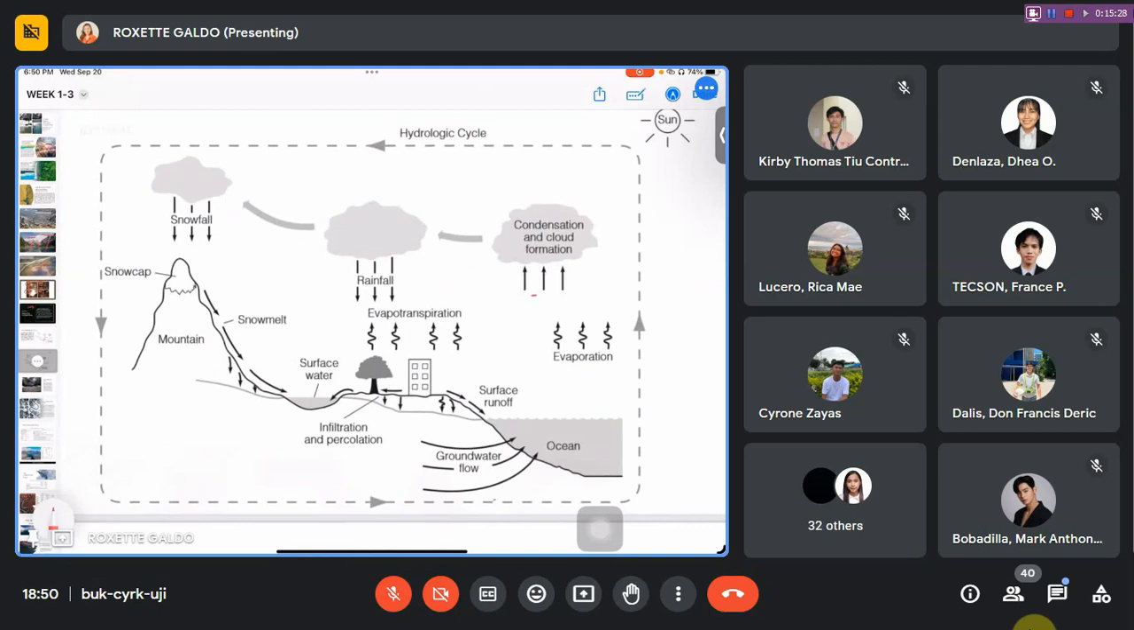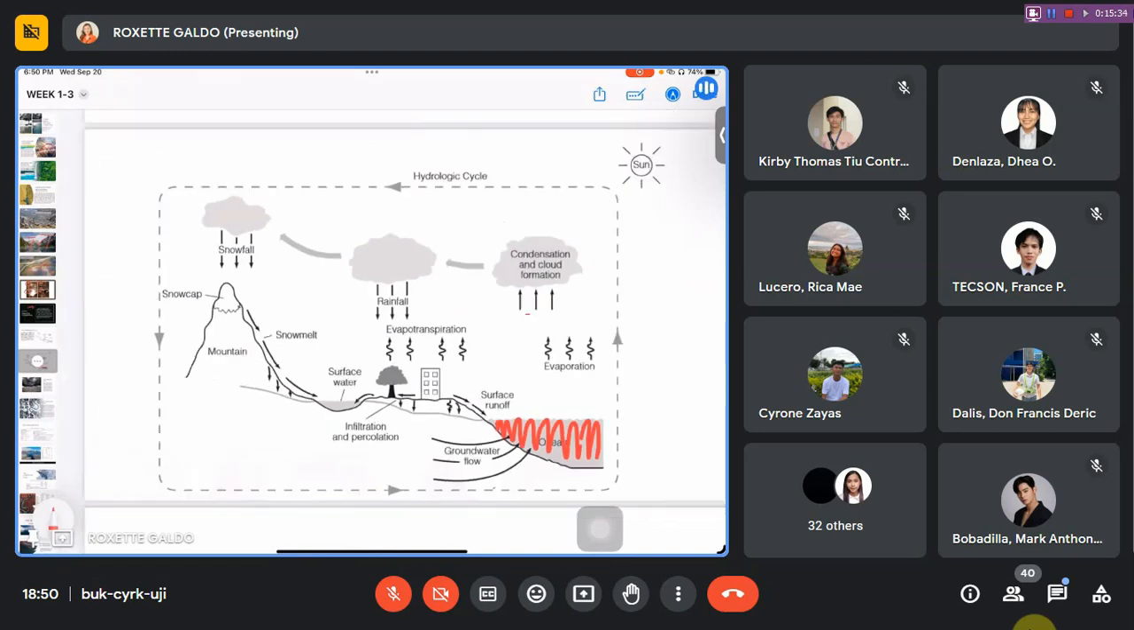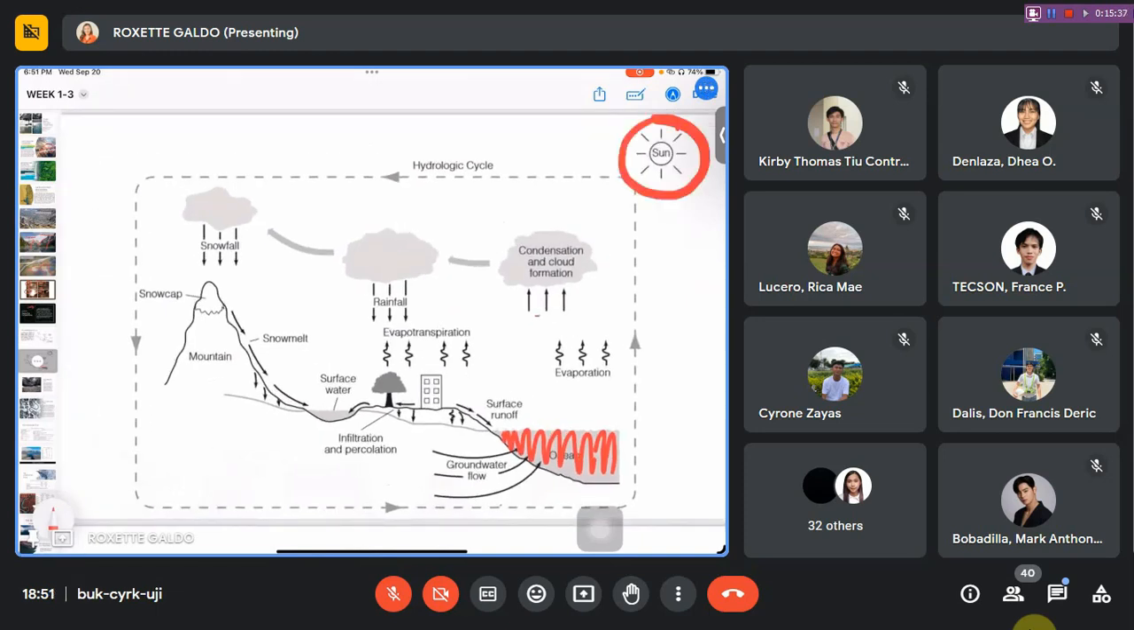Okay. So now, from the ocean, we have our oceans here. Since we have the presence of the sun, there is a tendency for the water droplets in our sea to evaporate through the process that we call evaporation. Now, in the evaporation process, the water changes from the liquid state to the gaseous state. It becomes water vapor as it moves upward.